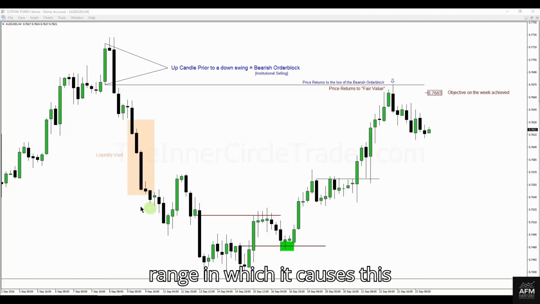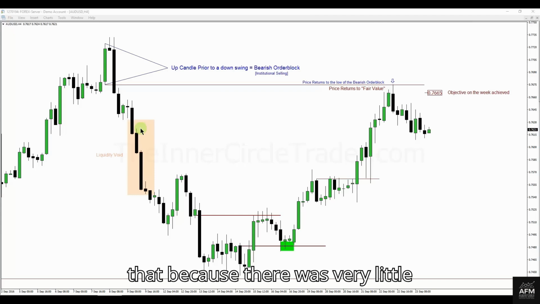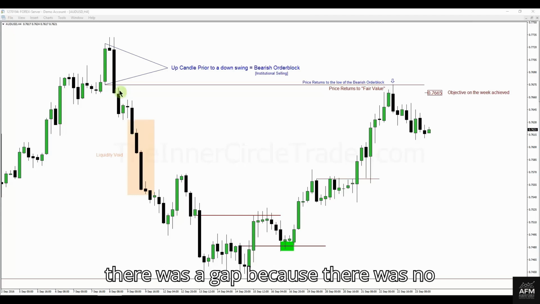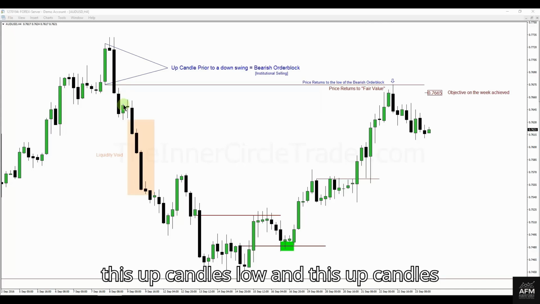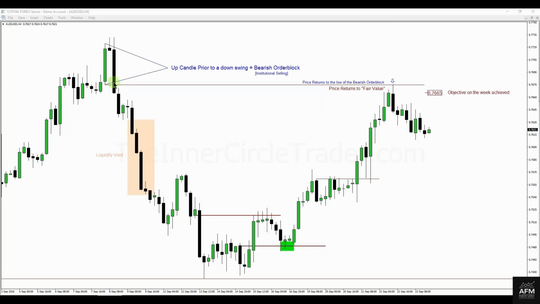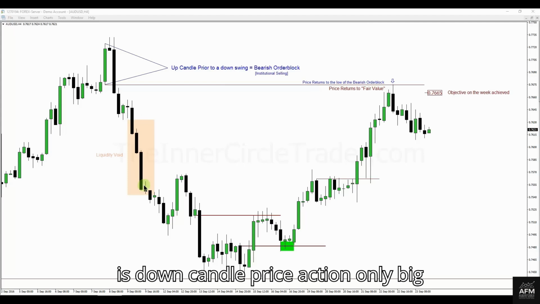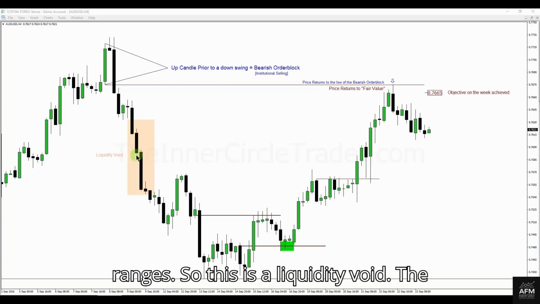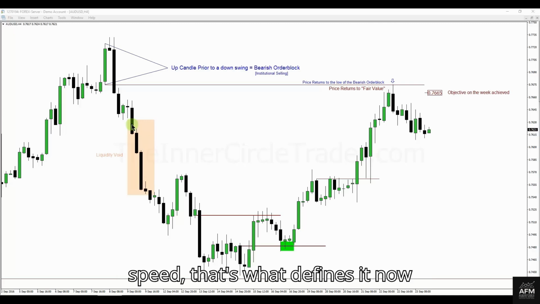The range in which it causes this void, when price is below that, this is going to be fair value. The market's going to want to come back to that because there was very little trading in there. Just like we said, there was a gap because there was no movement up in this area between this up candle's low and this up candle's high. This area in price action only saw down movement. Didn't have any up candle movement, only down movement. All this down here is down candle price action only, big ranges. So this is a liquidity void. The fact that it creates it in big ranges and speed, that's what defines it.